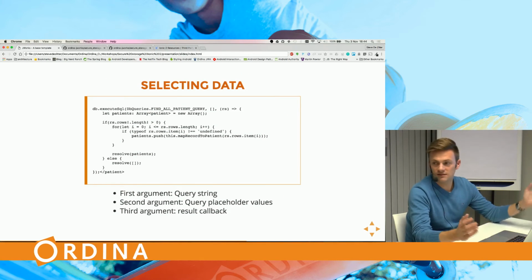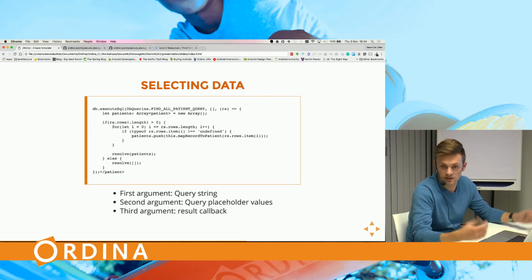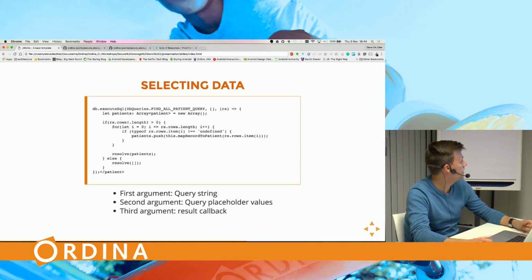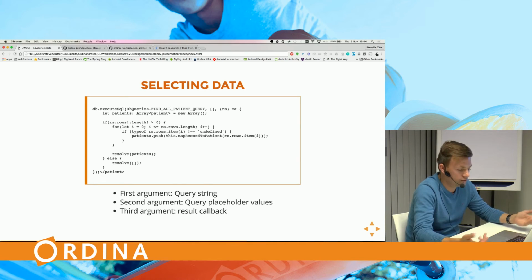You can select data, you can modify data, so all the API things are explained on GitHub also. But once you open a database, you get a database reference that you can use, and on the database reference you can use the execute SQL command. It receives 3 parameters. The first one is the query string that you want to use. The second one is an array with values for your placeholder variables that you have in your query string.